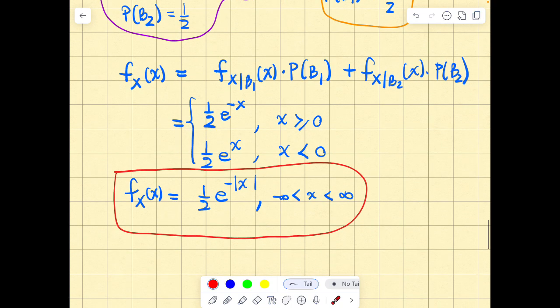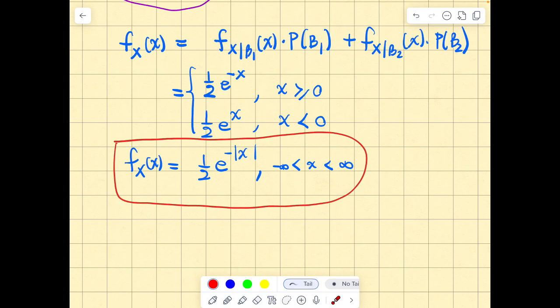Now if you take a look at this, when x is bigger than 0, it's e to the minus x. When x is less than 0, it's e to the x, or you can combine this into a single expression, which is 1/2 e to the power minus absolute value of x. Okay, this is when x could be anything positive or negative, and this is the original PDF of the Laplace random variable that we were given in the first example.